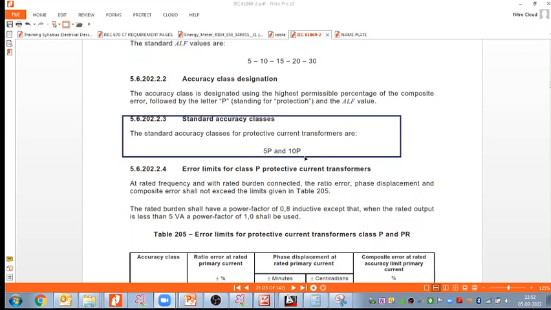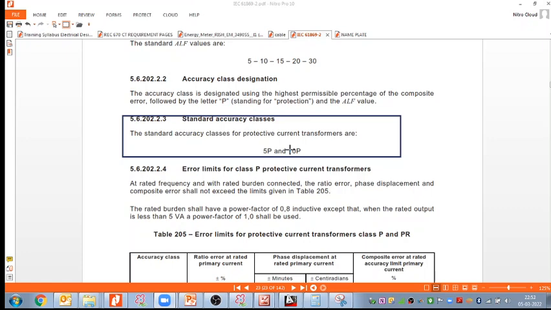We can go 5P or we can go 10P. What is the meaning of 5P and 10P here? 5P means P stands for protection, no doubt in that, and 5 stands for 5 percent of the error during the current transformation from primary to secondary. 10 is the same, 10 percent of the error during the current transformation. That is the meaning of 5 and 10. 10 percent of error is a huge error.